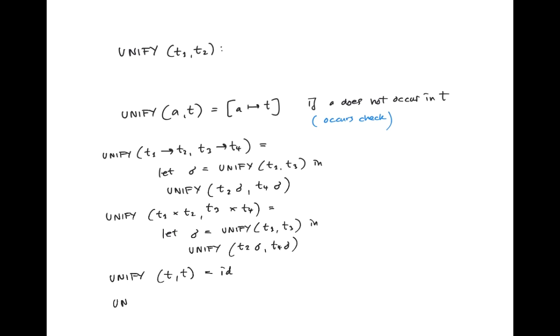If none of these cases apply, and we try to unify T and T prime, where we're not comparing a function type to a function type, or a product type to a product type, or a type to itself, or a variable to a type, then we know there is no solution. In that case, the algorithm must fail.